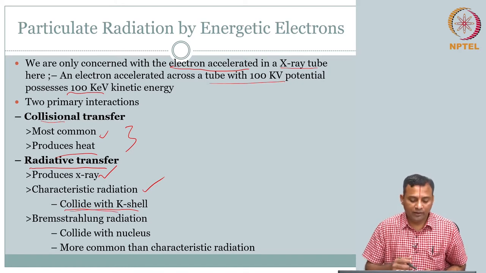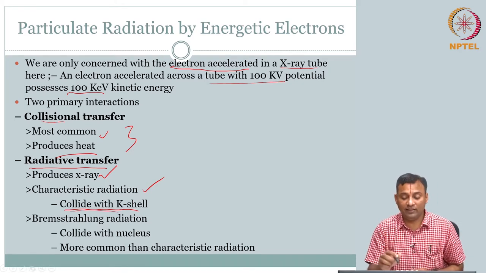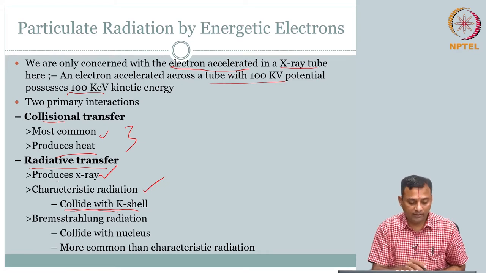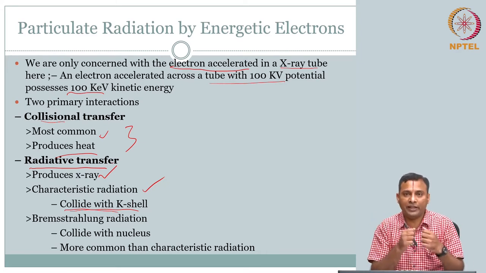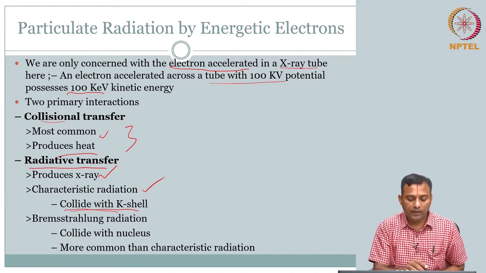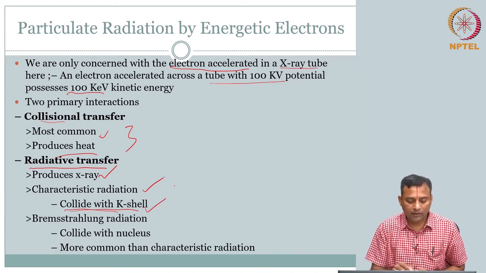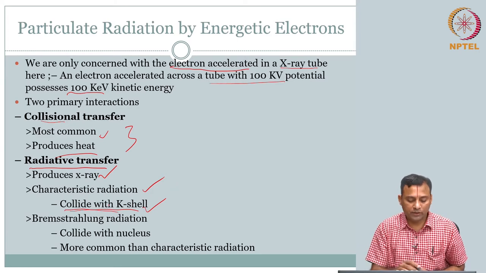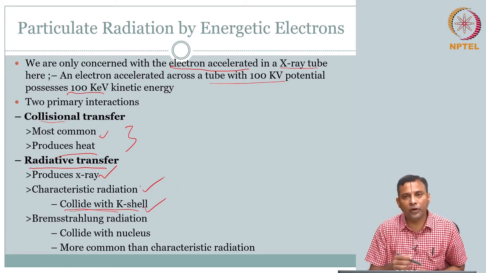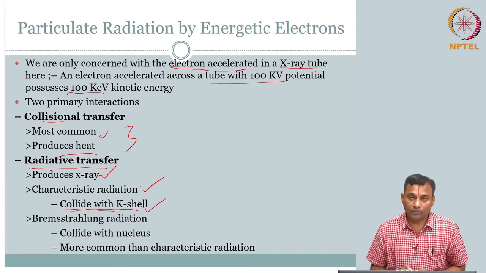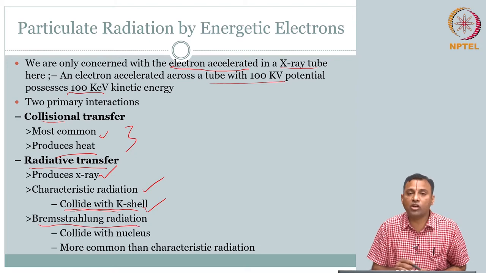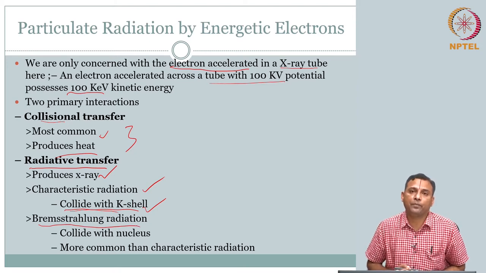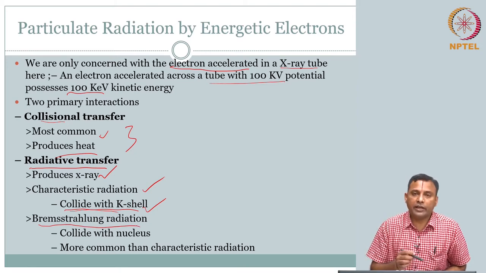is a phenomenon where an energetic electron goes and collides into a material, you have an electron cloud, you have radiative transfer, and the collision with the K shell produces characteristic radiation. We will go into that subsequently. The other most useful interaction is Bremsstrahlung radiation. Bremsstrahlung radiation, what happens here?